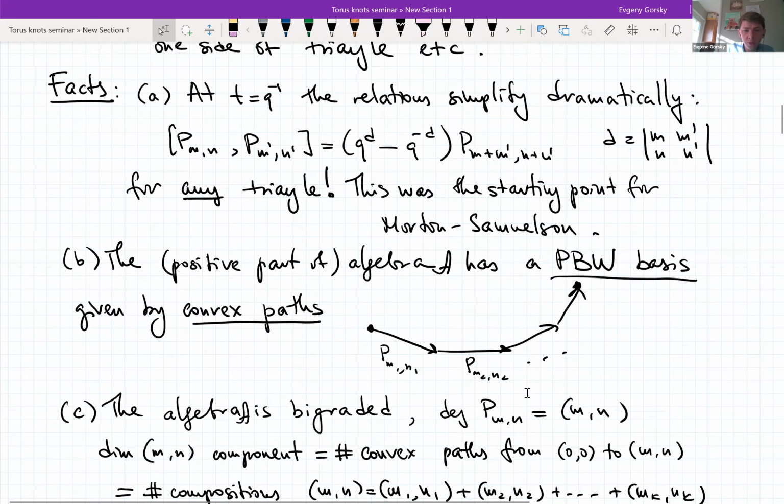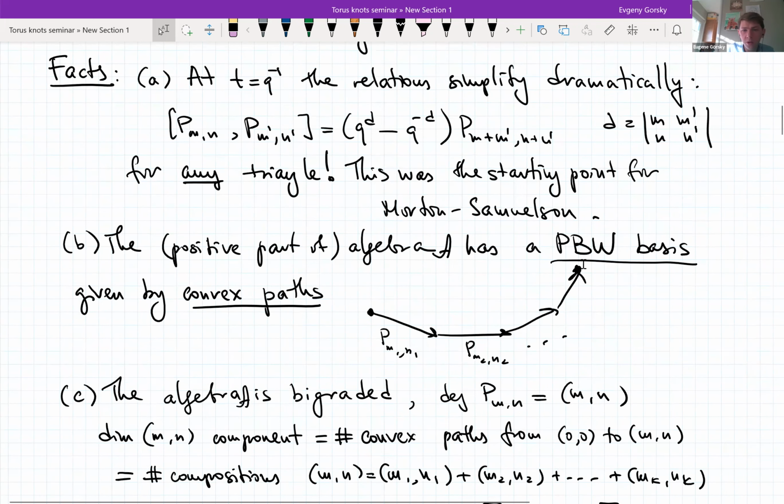And as a corollary, you can compute the size of the algebra. You can find how big it is, because what's the dimension of this algebra in bidegree (m,n)? The algebra is bigraded. If we look at bidegree (m,n), we just look at the number of all possible convex paths from the origin, (0,0), to this point (m,n).